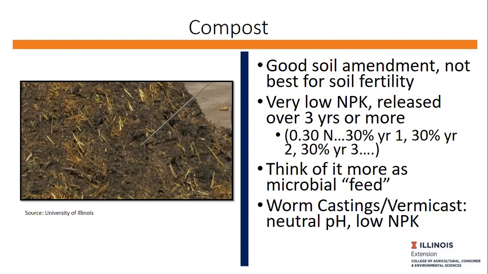I tend to think of it more as microbial feed. And yet again, a great amendment that can help address your soil problems that you may be encountering. Worm castings, also called vermicasts, have a very neutral pH. They also have a very low NPK. You will see bags of vermicast and worm castings pretty regularly. I currently have my own worm casting bin, and I've been raising worms for the last couple of years, and I utilize it some in what I grow.